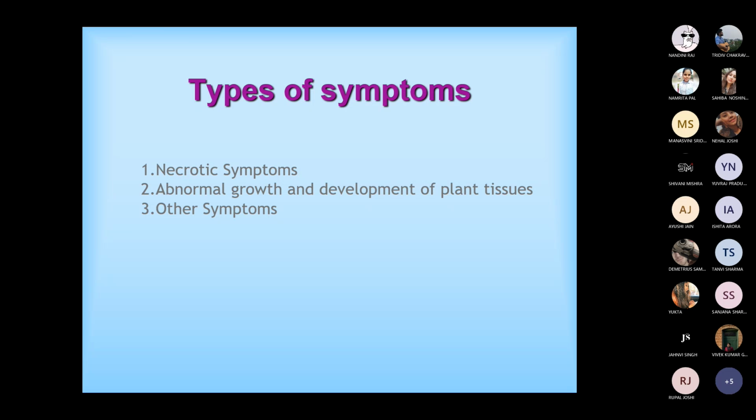So what we are more concerned about here are the types of symptoms that fungi produce. For example, we discussed in detail the symptoms produced by viruses in plants, humans and animals. Here we are going to discuss the kinds of symptoms they produce in the plant, right? Broadly, they are classified into three types. The first one is necrotic symptoms. The second one is abnormal growth and development of plant tissue. The third one is other symptoms. Some symptoms are not categorized in the first two categories, so they are put in the third category as other symptoms.